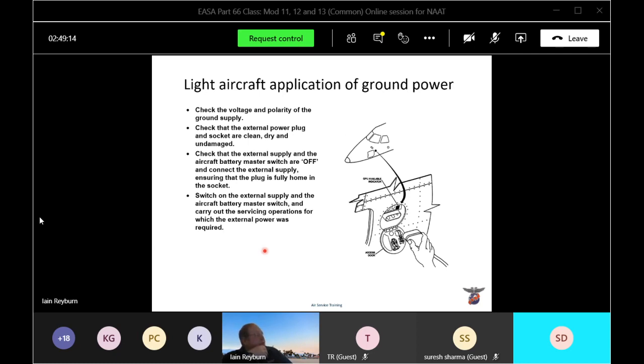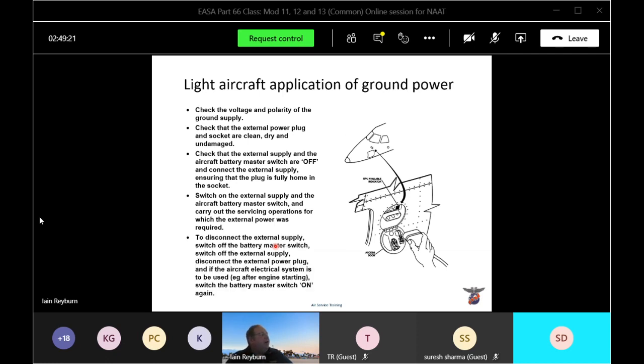We switch on the external supply and then the aircraft battery switch and carry out whatever we need to do. And then we disconnect the external supply by switching off the battery master switch, then switching off the external supply. And then we put everything away. Okay, and then you can use the aircraft as you want. It says there, if the aircraft electrical system is to be used again after engine starting, we put the battery master switch on.